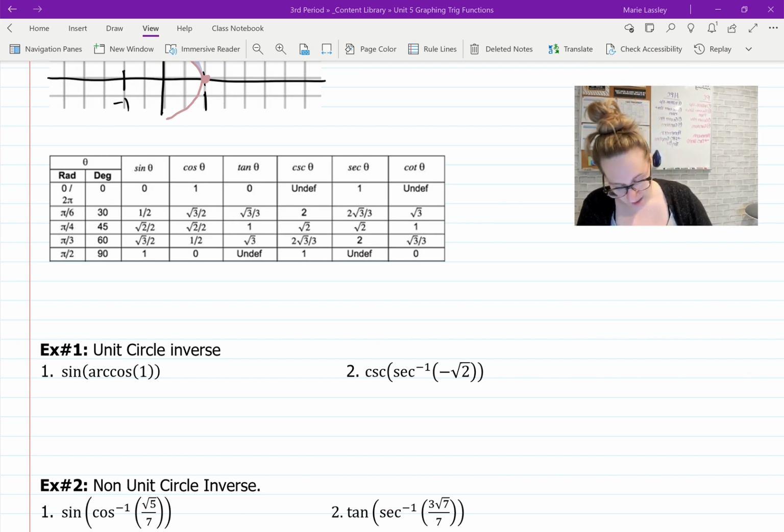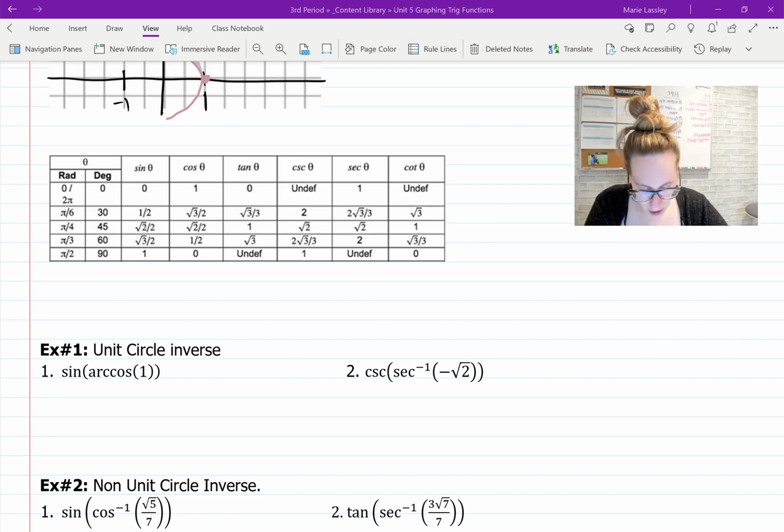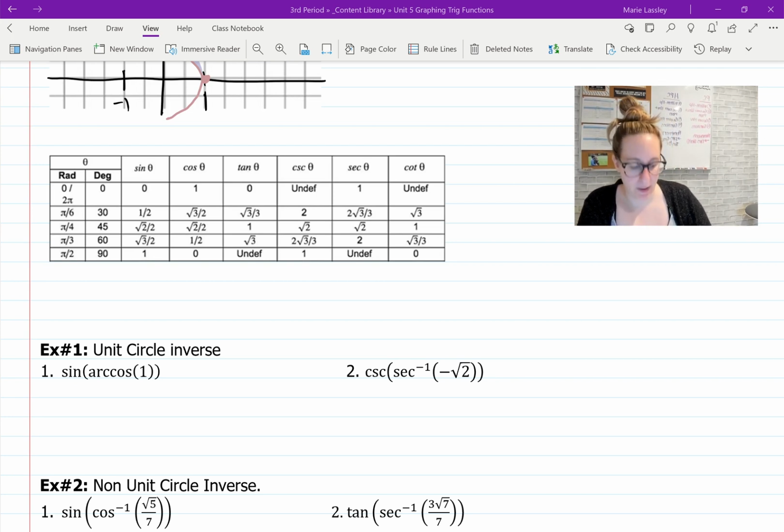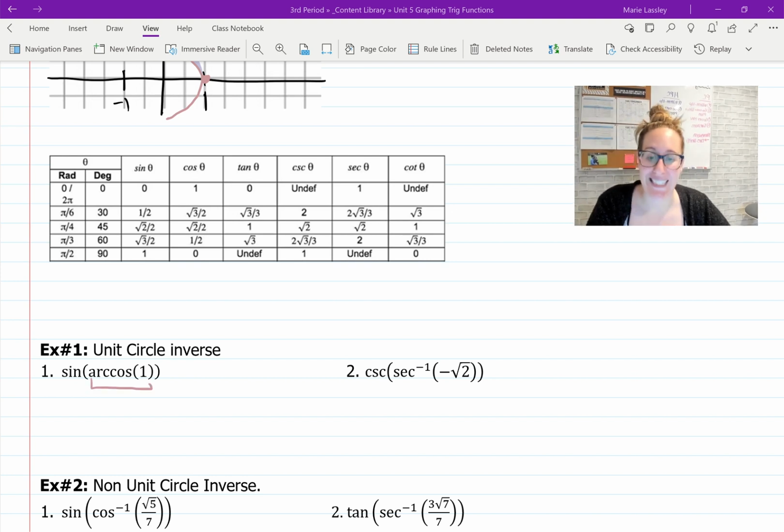All right. So the first one says sine of arc cosine of 1. So this is a two-part problem. We did a little bit of two-part problems with our inverse sine video. All right, so hopefully this isn't too crazy. You always start from the inside. So we want to solve the inside piece first. So we want to say, okay, what is the arc cosine of 1? Meaning, what angle has a cosine value of 1?